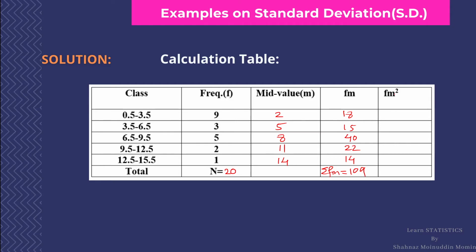Similarly, calculate f into m square. To calculate f into m square, multiply f into m with midpoint m. So 2 into 18, it is 36. 3 into 15, 75. Like that, 8 into 40, 320. 2, 4, 2, and last is 14 into 14, 196. By adding all the values, we get sigma f m square is equal to 869.